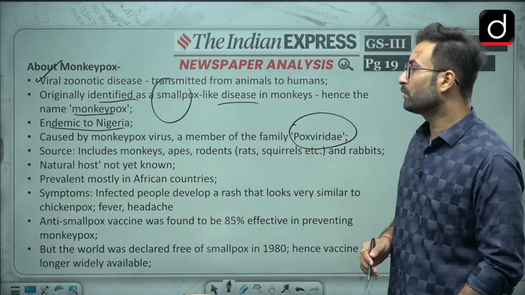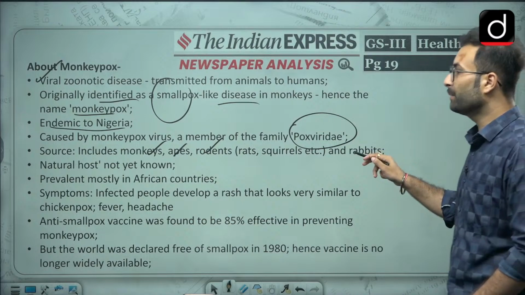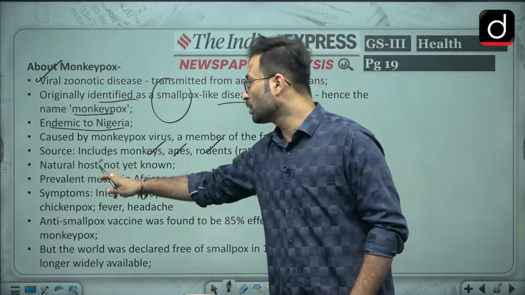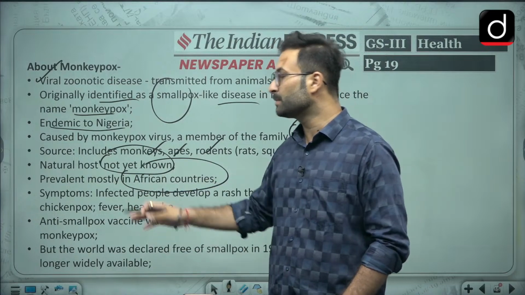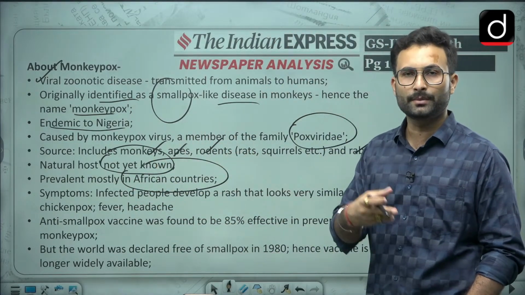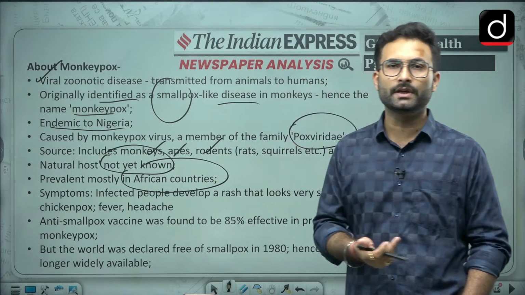Now the sources, if we talk about, include monkeys, apes, rodents, rats, squirrels and rabbits, etc. The natural host is not yet known. It is prevalent mostly in the African countries. Symptoms we have already discussed: there will be infection, rashes, swollen lymph nodes, and then fever and headache.